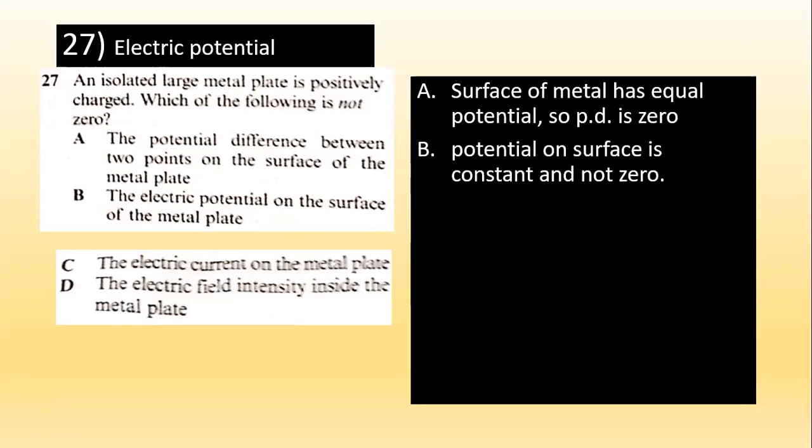Because the potential is the same along the surface, potential is not zero, but potential difference is zero. Potential difference means it's between two points. So if the potential is the same, there is no current flowing. The charge will remain stationary on the surface. It doesn't move.